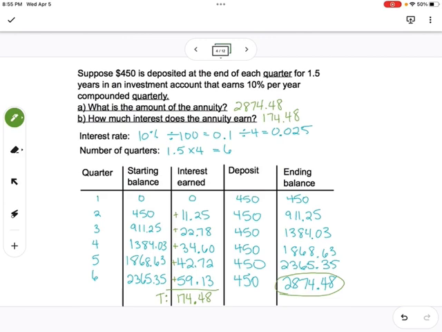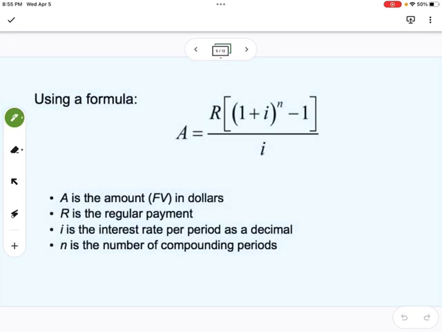Okay, so this is using a chart. The quicker way to do this is actually using a formula, not having to go quarter by quarter. So our formula is A equals R times (1 plus I) to the exponent n, minus 1, over I. So our A is the amount in dollars, that's our future value. Our R is the regular payments. I is the interest rate per period as a decimal. And N is the number of compounding periods.